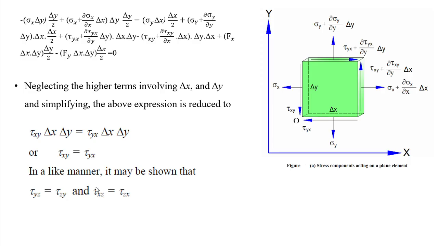Okay, and tau xz is equal to tau zx, tau yz is equal to tau zy. These are the shear stress components. Earlier we had 6 shear stress components. Now these 6 shear stress components have become 3 shear stress components.